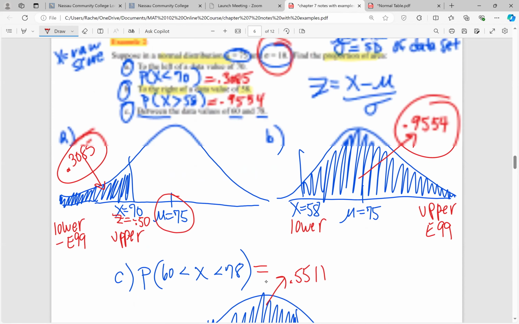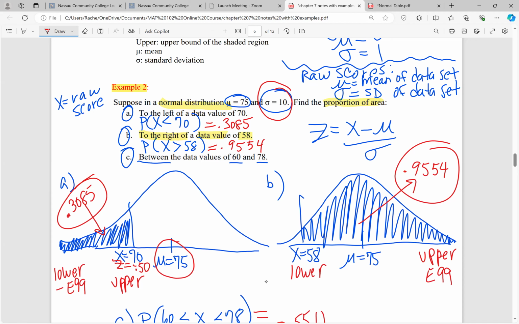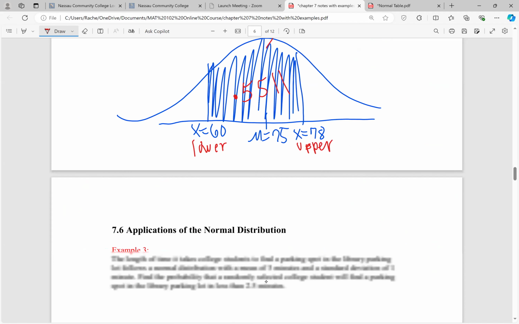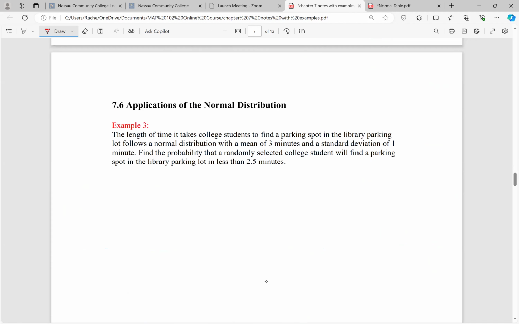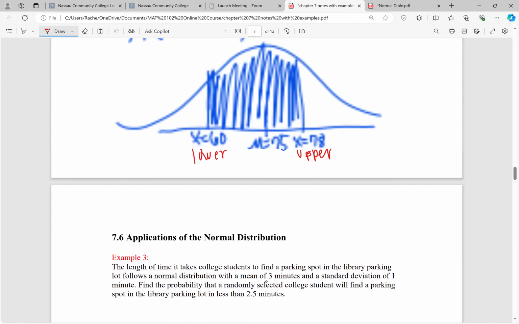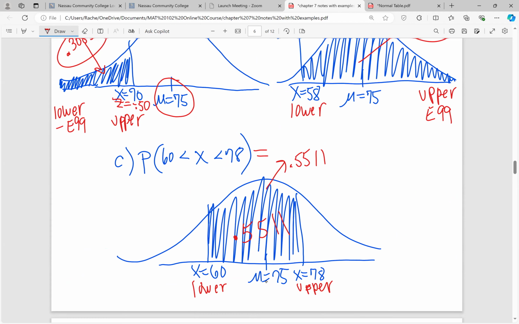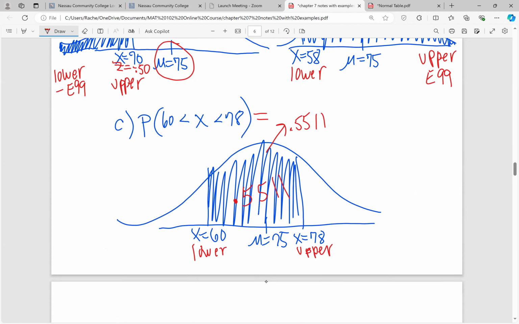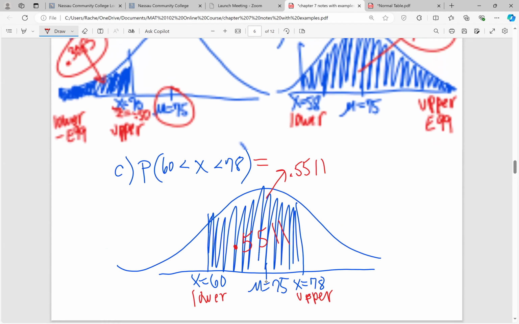So that wraps up example 2. In the next lesson, we'll start some application questions. And when I say application questions, I mean word problems. So we're still going to be using the same concept of a normal bell-shaped curve, and we want to find a proportion of area. But now we're going to start to look at word problems. So we'll start example 3 in the next lesson.